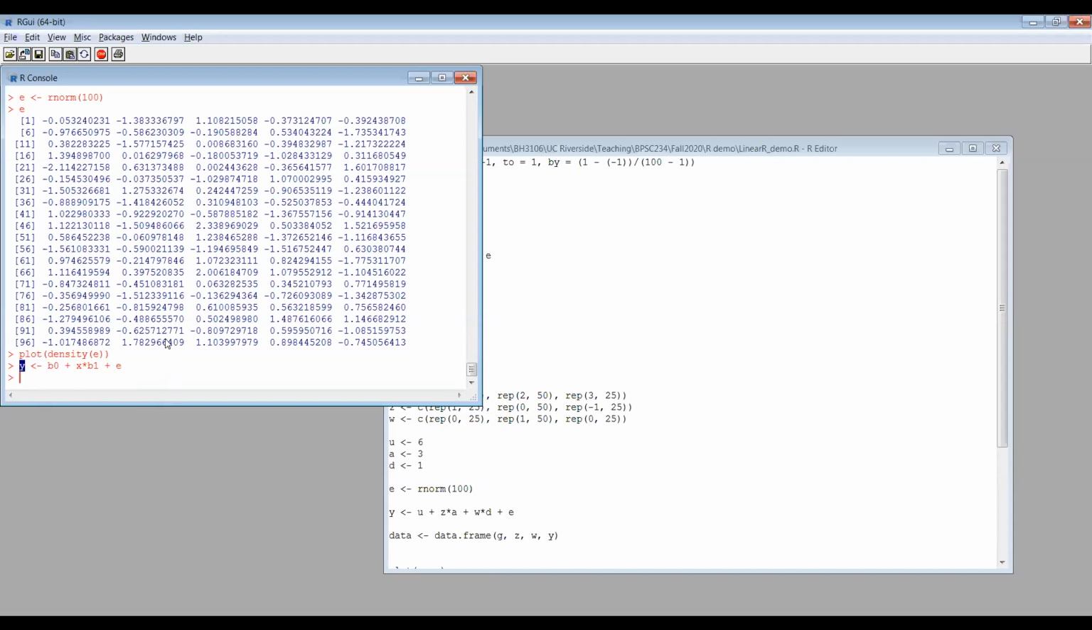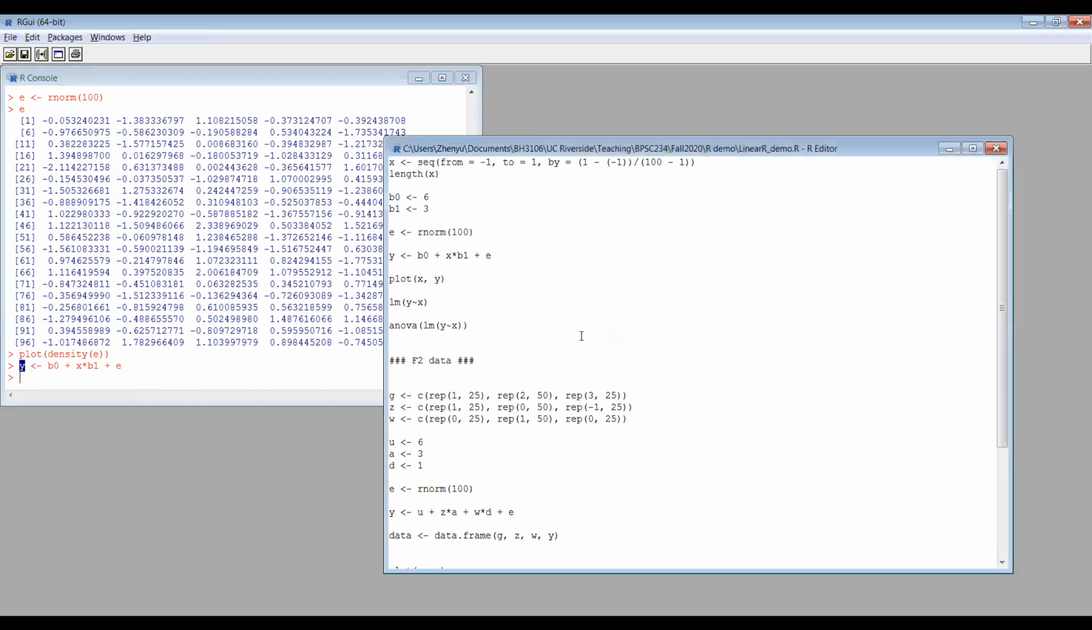Does that make sense? So this is the way we can use the computer to generate fake data, or pseudo data, for your simulation study. So this is another skill you can learn from this class. I hope this will be helpful in your future research.